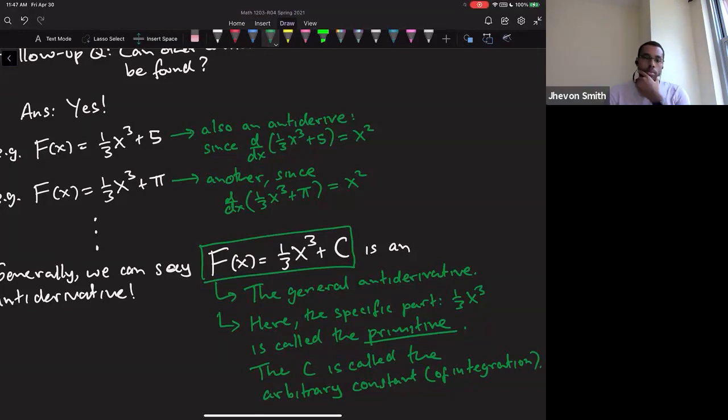So it's arbitrary because really any constant could work here, because the derivative of any constant is going to be 0. You won't know what the constant is, or if there was even a non-zero constant in the beginning, without more information being given to you. So for the most part, we just put a plus c as a placeholder when we're talking about antiderivatives.